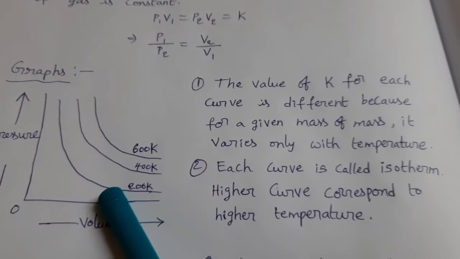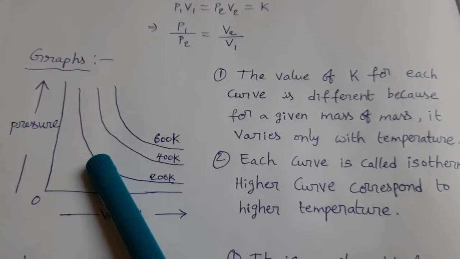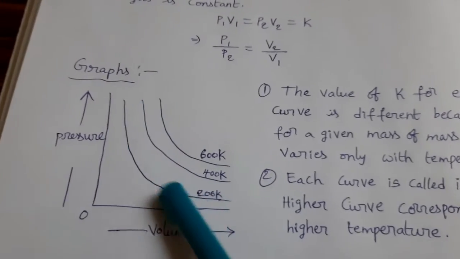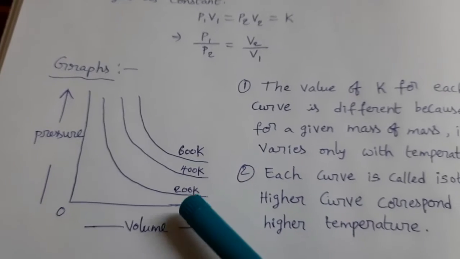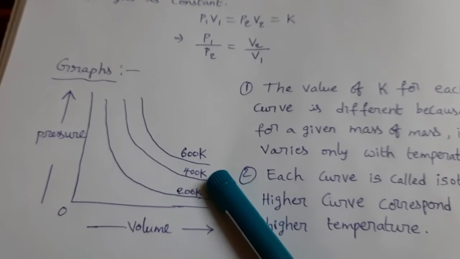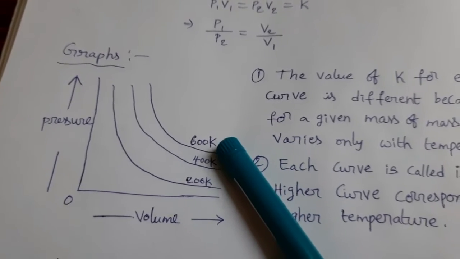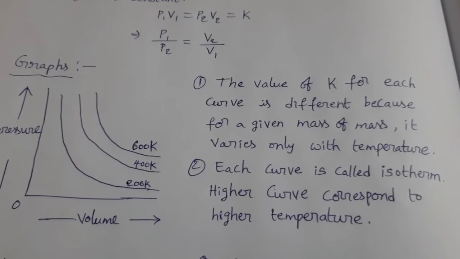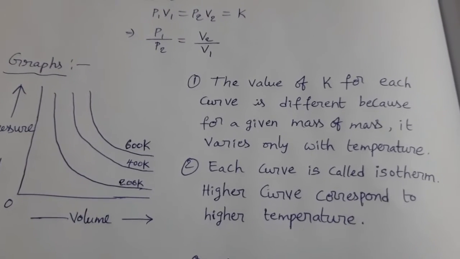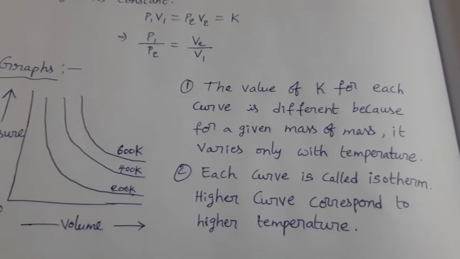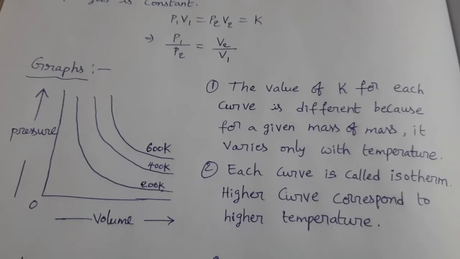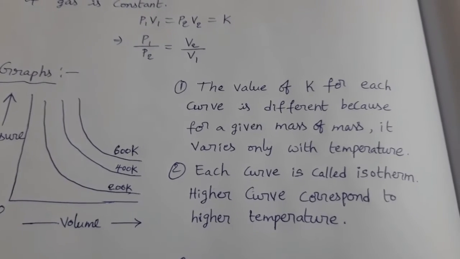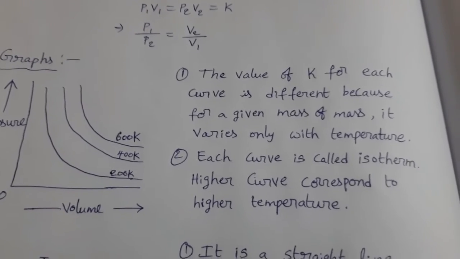If we examine at this point, temperature is 200 Kelvin, here 200 Kelvin, here 200 Kelvin. Wherever we examine the pressure-volume relation throughout this curve, the temperature is constant, and on this curve 400 Kelvin is constant, in this 600 Kelvin is constant. So at a particular temperature each curve is taken, that's why this type of curves are called isotherms. At constant temperature each curve gives the relation between pressure and volume, so each curve is called an isotherm. Higher value corresponds to higher temperature.